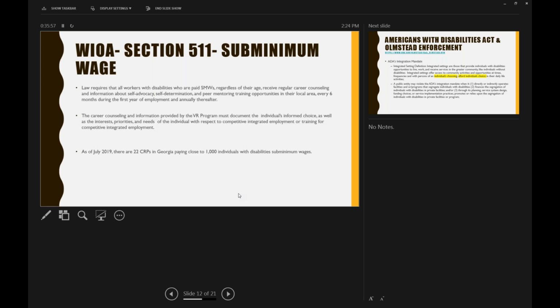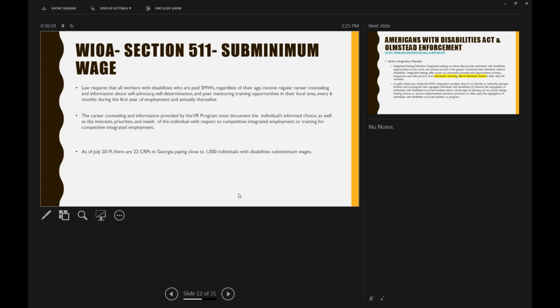Now, most, at least here in Georgia, most of the individuals that are in subminimum wage programs or getting paid subminimum wage, they've been there for a long time. So outreach has to be done to give them that initial counseling. And then it has to be done every year thereafter.